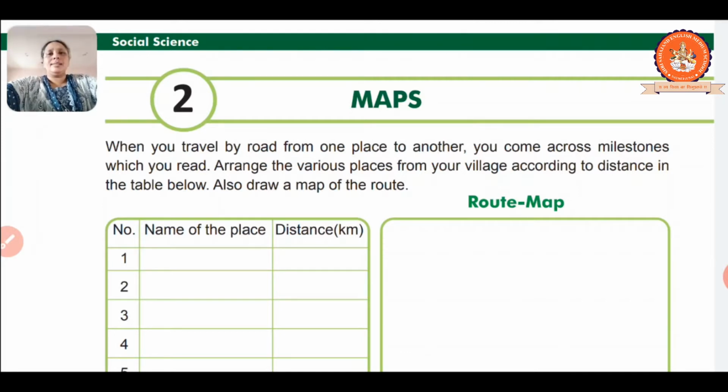I am taking the SS subject. Today I am taking the lesson of 6th standard. The chapter name is Map. Okay, here I will give a small introduction about the map. What is the meaning of a map? I will give some small information.